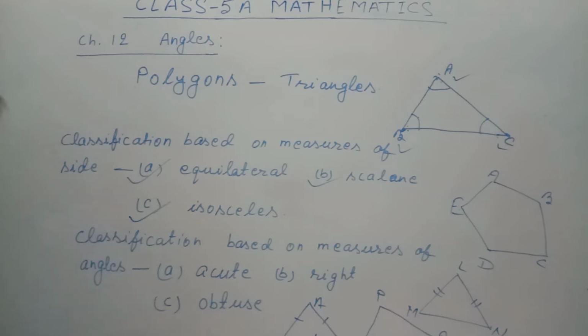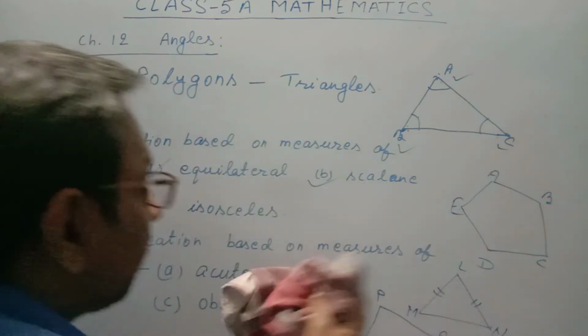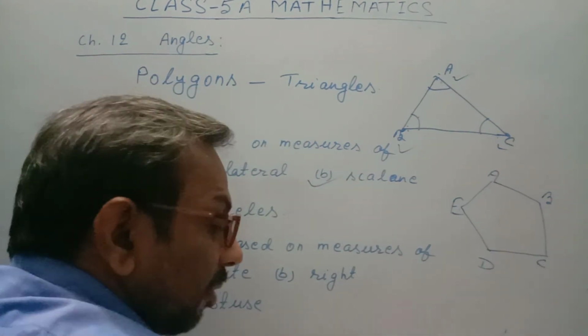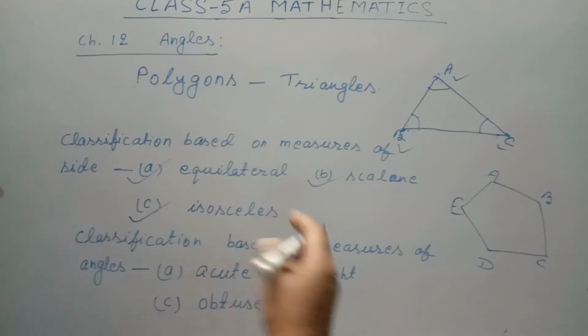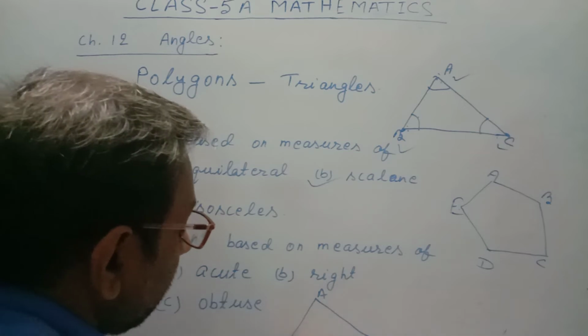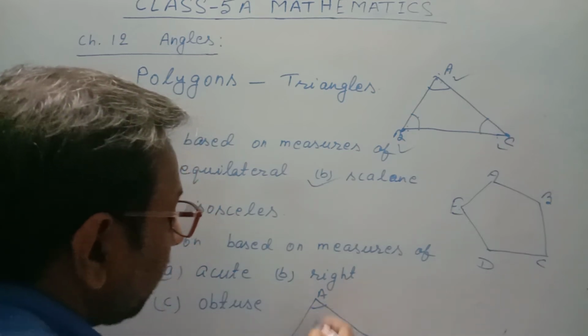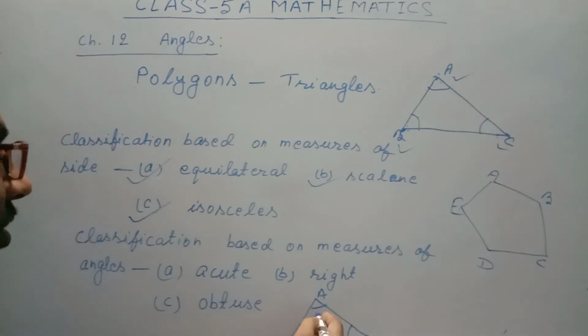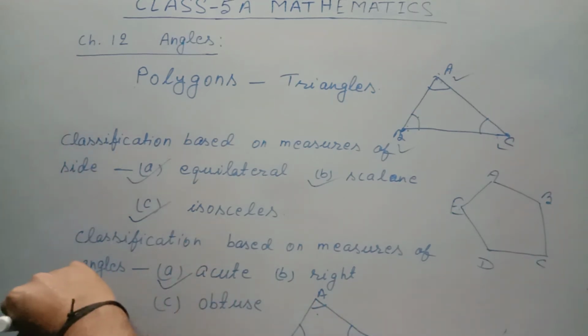If all angles are less than 90 degrees, then that type of triangle is called an acute angle triangle. Suppose this triangle ABC: angle A is less than 90 degrees, angle B is also less than 90 degrees, angle C is also less than 90 degrees. So this type of triangle is called an acute angle triangle.